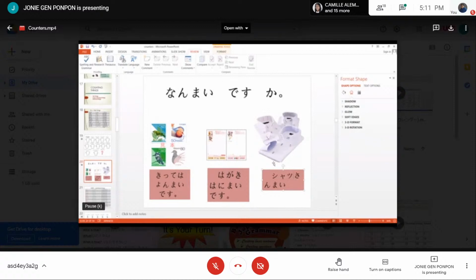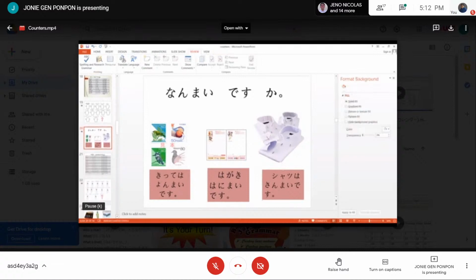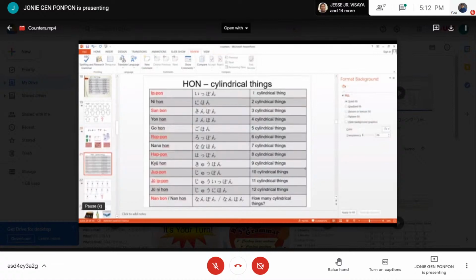Shatsu wa. Hi, 1, 2, 3. Hi, 3. So, 3 pieces, sanmai. Sanmai desu. Shatsu wa sanmai desu. Okay, so that's how you answer. So, ang dapat nyo lang ma-remember is the suffix kasi alam nyo na yung numerals. Okay? Next, let's go for the cylindrical things or long objects.